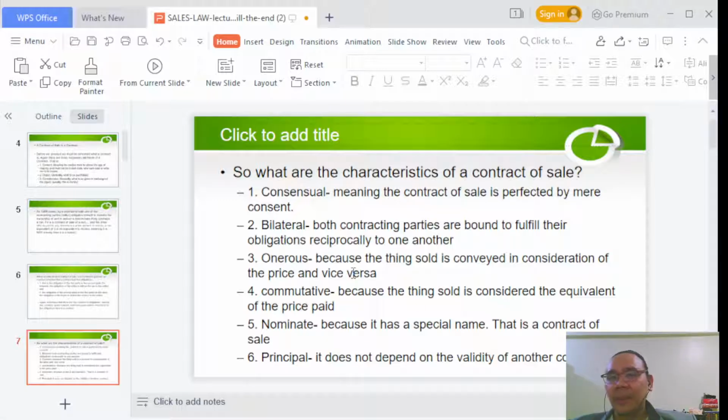And to tell you honestly, I remember when I was studying law school, nalito-lito ako dito. Pero napakasimple lang pala ang ibig sabihin ng nominate. Ang ibig sabihin ng nominate ay may pangalan talaga siya. Kasi maraming mga klaseng kontrata na wala talagang pangalan.